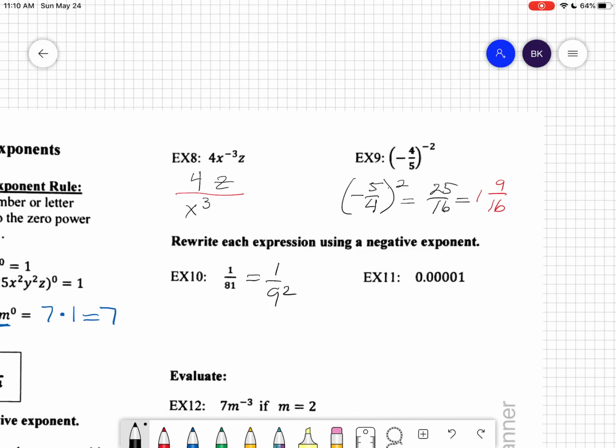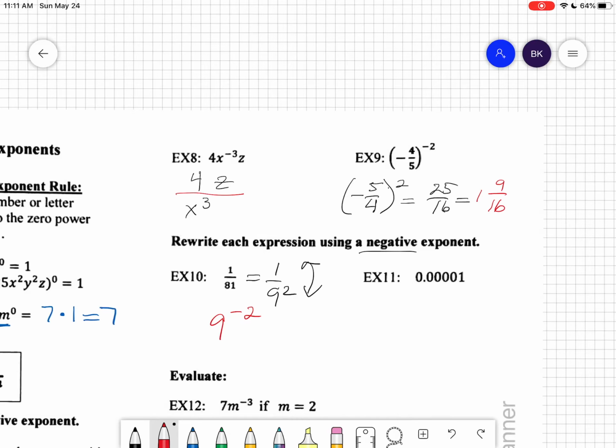9 squared is 81. So therefore, remember, it has to be repeated multiplication. 9 times itself twice. Now, this still has a positive exponent, but I need to rewrite it as a negative exponent. So I'm going to take a reciprocal of this and rewrite my answer as 9 to the negative second power.